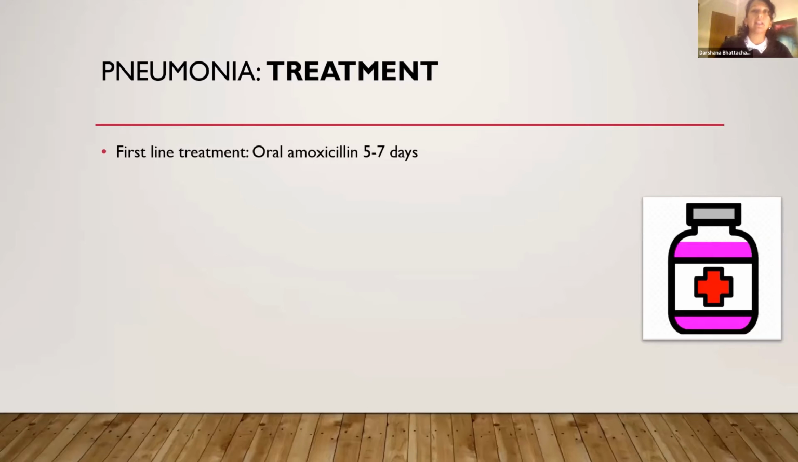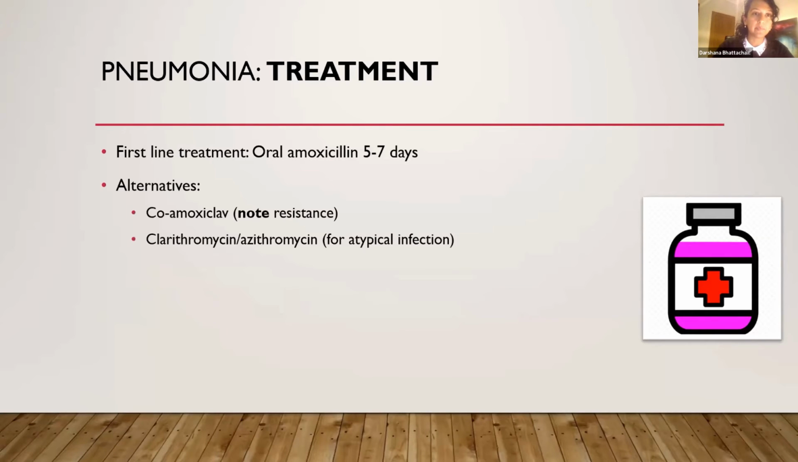However, if you have a child that isn't that unwell, then the first line treatment for us here in the UK is oral amoxicillin for up to 7 days. There are alternatives in the form of co-amoxiclav, but we're less keen on giving that because of resistance developing. And you can use macrolides as well, such as clarithromycin or azithromycin for atypical infection or for penicillin allergy.